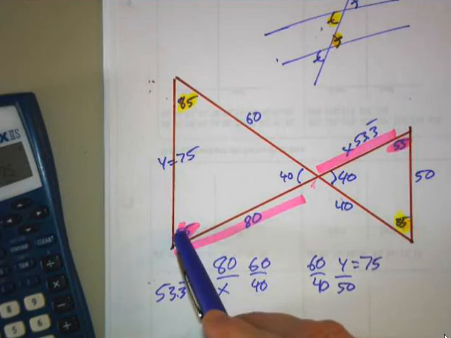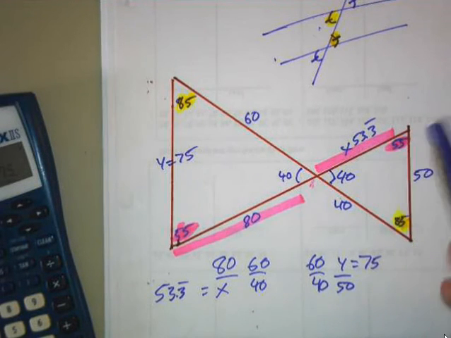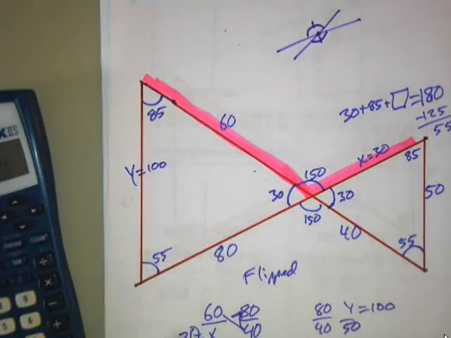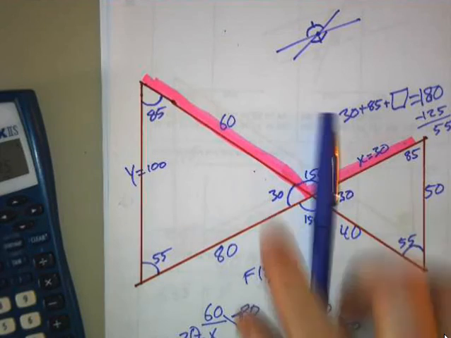If they are alternate interior angles, your lines are parallel, and the triangles have been twisted. If they are flipped, your angles will be opposite each other as though there was a mirror.